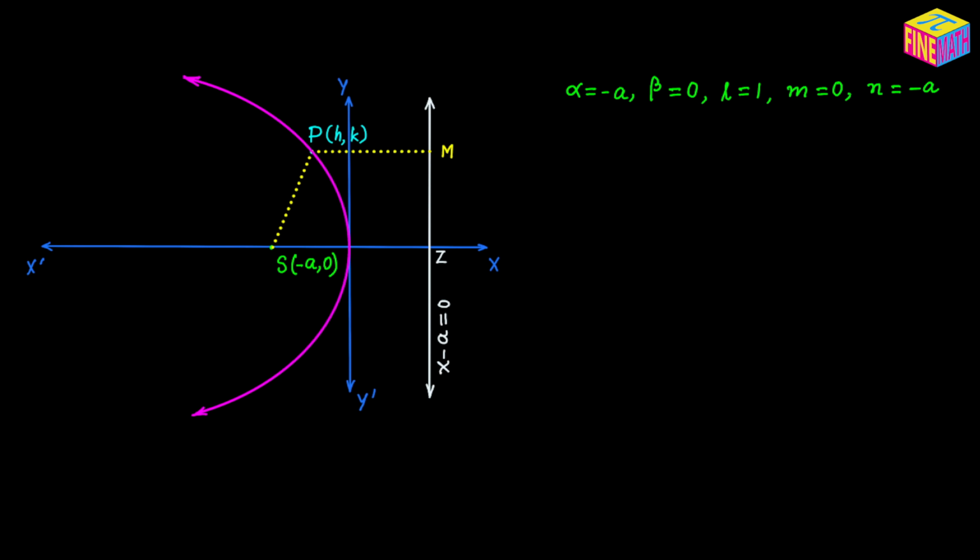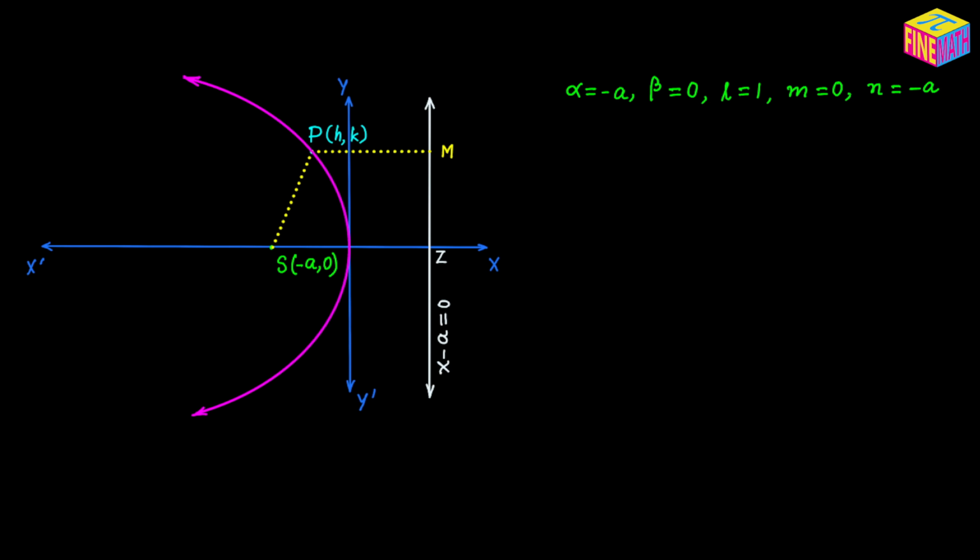And then let's note down the values of l, m and n, which are the coefficients and the constant term from the equation of the directrix. l will be equal to positive 1, that's the coefficient of the x term. m will be equal to 0 because there is no y term. m in fact is the coefficient of the y term, but in this case there is no y term in the equation of the directrix. n will be equal to negative a, which is the constant term in the equation there.